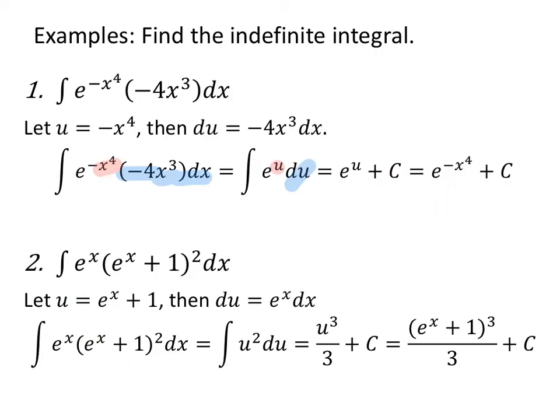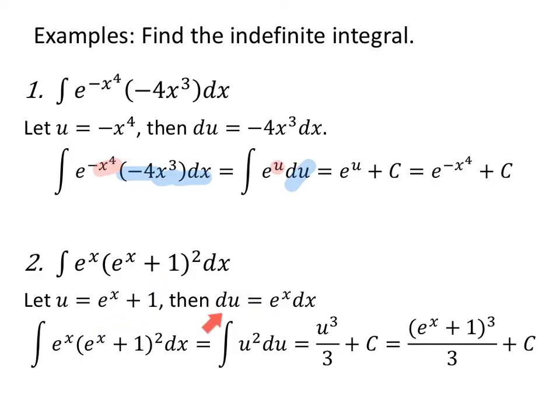Here we have the integral of e to the x times the quantity e to the x plus 1, all squared, dx. So I'm going to let u be the inside, right? When we first talked about u substitutions, we made u the inside of a square, the inside of a radical, the inside of a trig function, the inside of a denominator. We did various things, so u equals e to the x plus 1 makes sense.